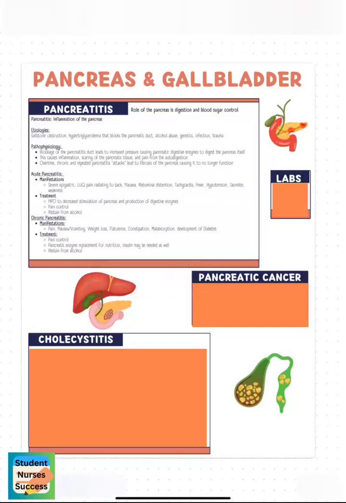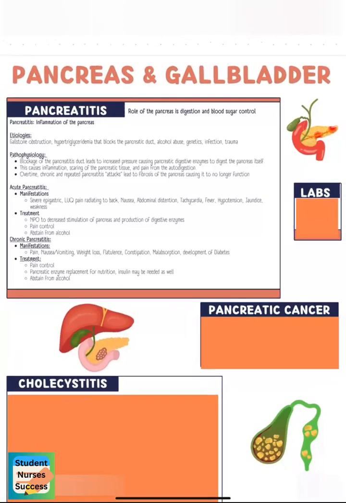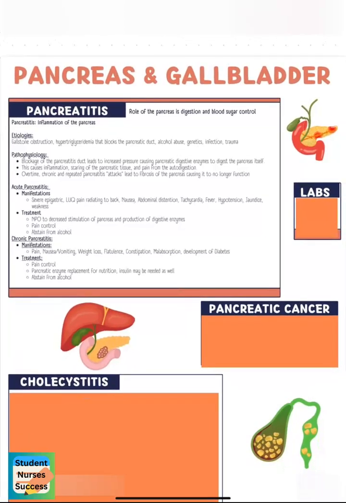First, begin with the pancreas. Now, remember, the role of the pancreas is in both digestion and blood sugar control. We know that the pancreas makes insulin, and we know that it makes digestive enzymes, amylase and lipase. Of course, it does many more things than that, but those are what we're focusing on.